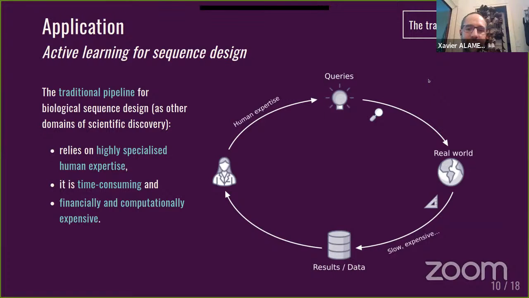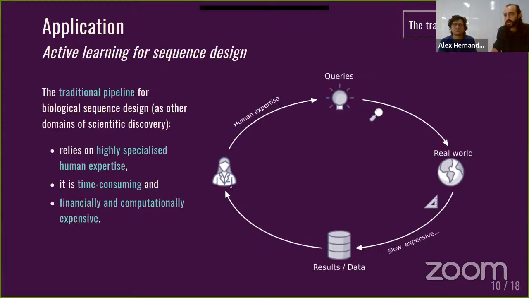So I'm going to guide you in the next few slides through an application of how we can leverage the properties of GFlowNets for improving active learning methods. Before I go into that, I want to motivate the need for such a method by saying a few words about the traditional pipeline for discovering biological sequences in this case, but in general for scientific discovery in other domains. Typically you need a human in the loop that leverages their expertise to come up with queries about a particular problem. For example, if we are thinking of proteins or DNA sequences, the human is the person who says, okay, this might be a good candidate.